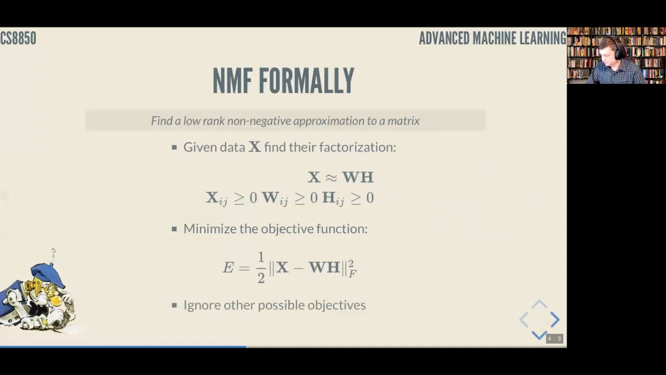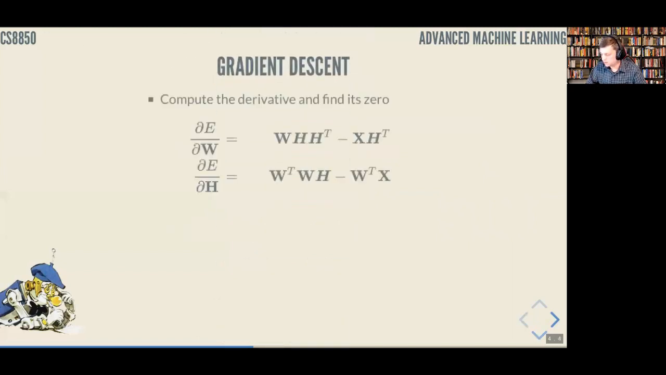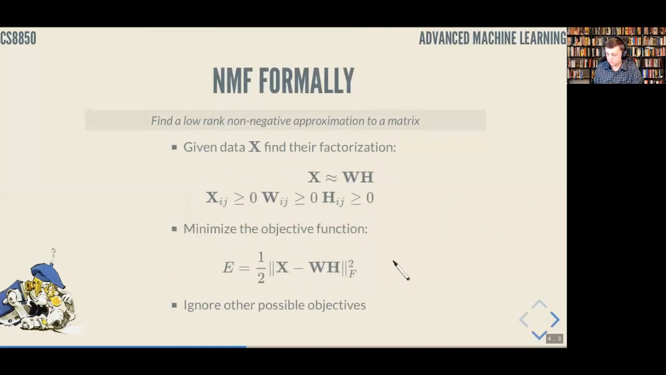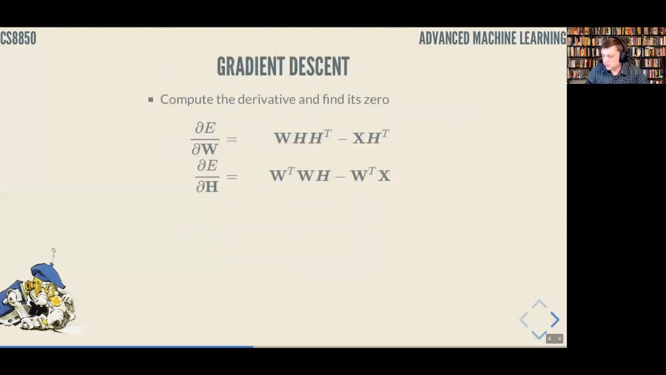And I'll show you an example later to understand what W and H are. When we minimize this objective, it's just squared error, Euclidean distance. Think about it like that: if we think of X and the reconstruction as vectors in some space, it's just Euclidean distance. We can differentiate with respect to W and with respect to H separately, and those are the results if we actually differentiate the two.